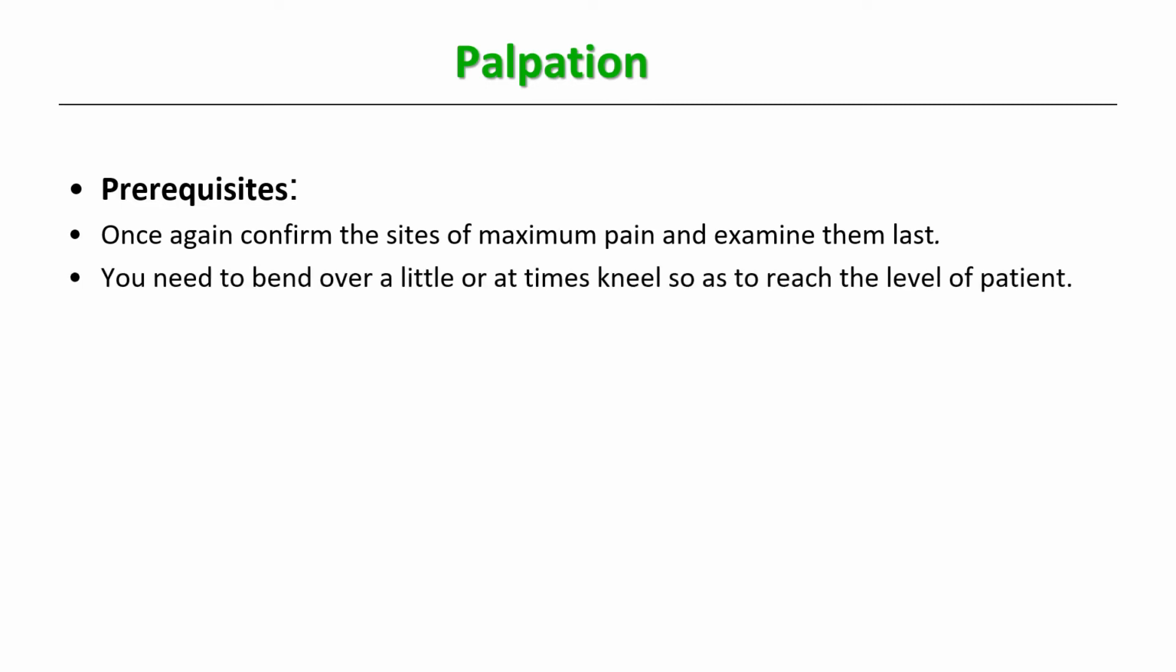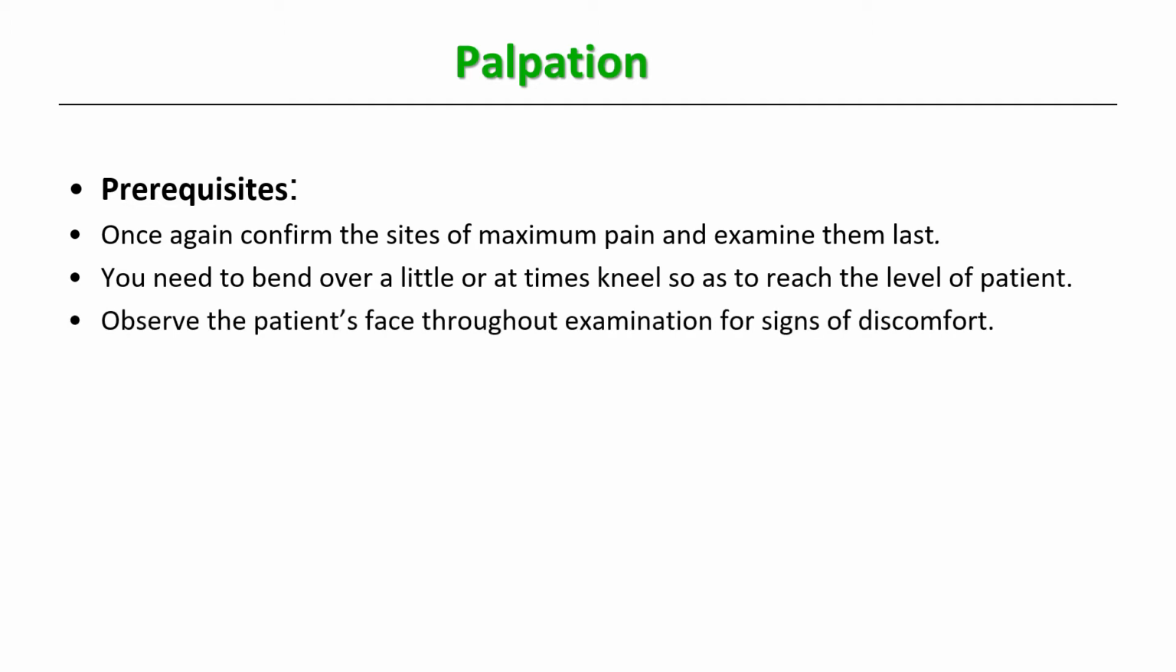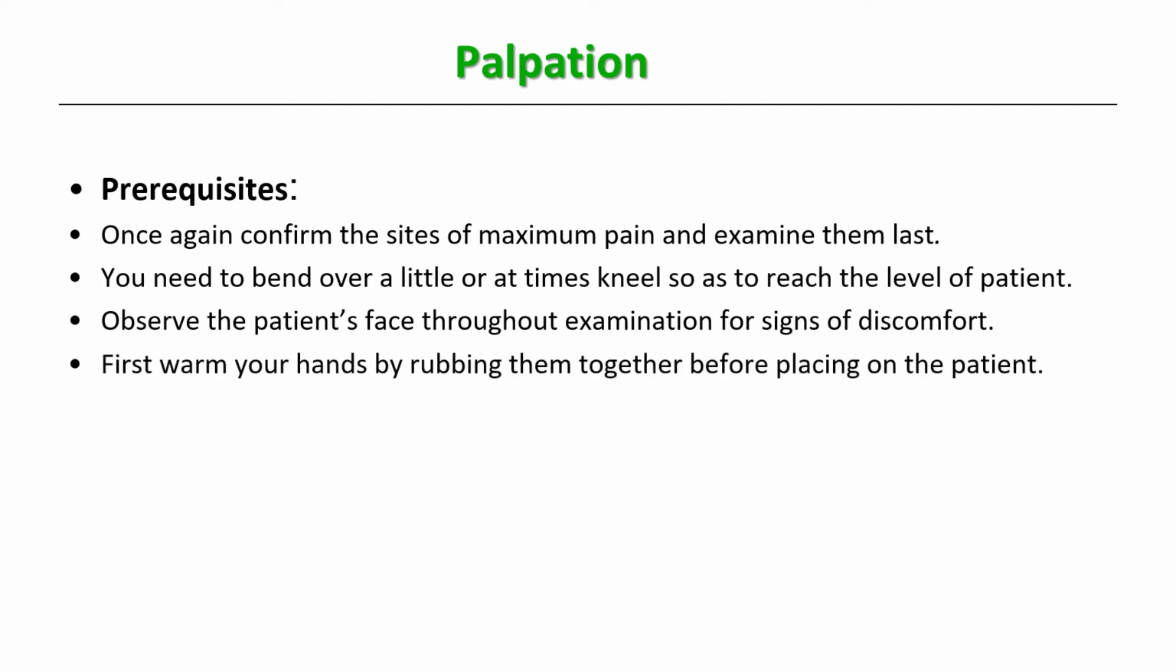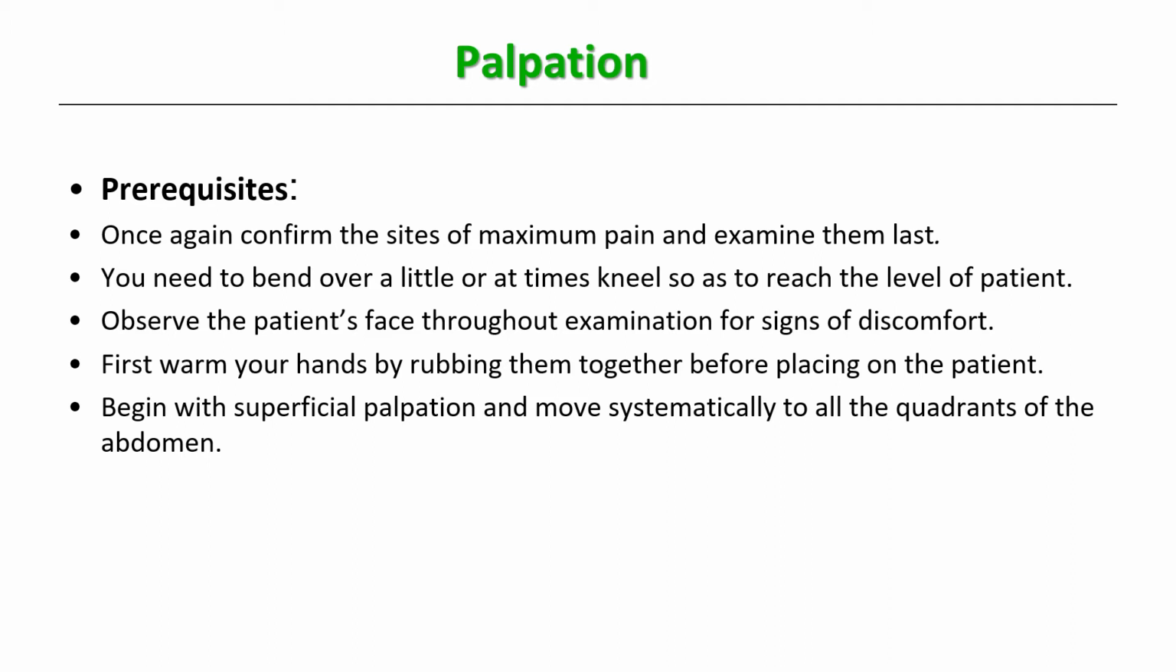You need to bend over a little or at times kneel so as to reach the level of patient. Observe the patient's face throughout the examination for any signs of extreme discomfort. First, warm your hands by rubbing them together before placing them on the patient's abdomen. Begin with superficial palpation and move systematically to all the quadrants of the abdomen. We discussed these quadrants of the abdomen in our previous video, and then repeat palpation deeply.